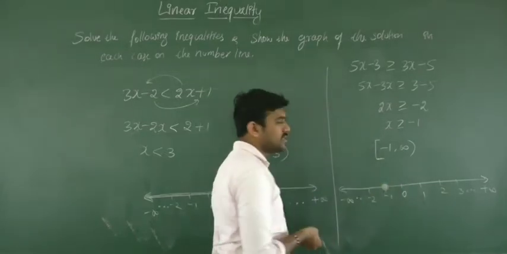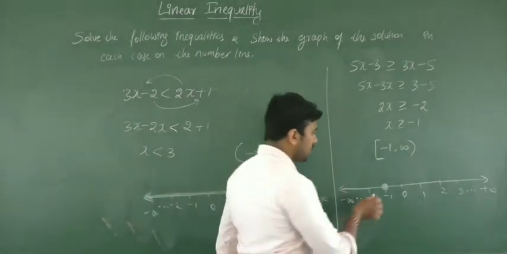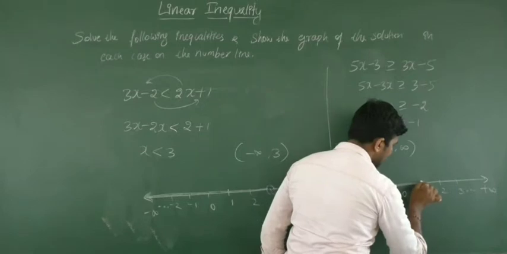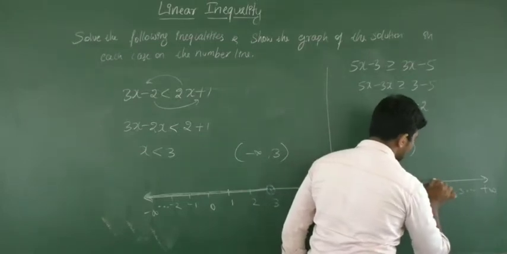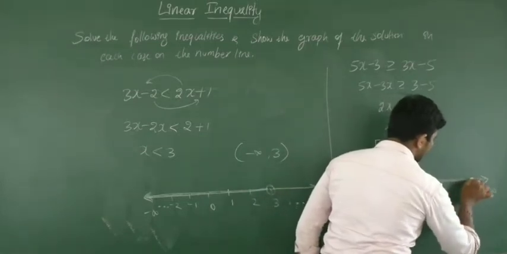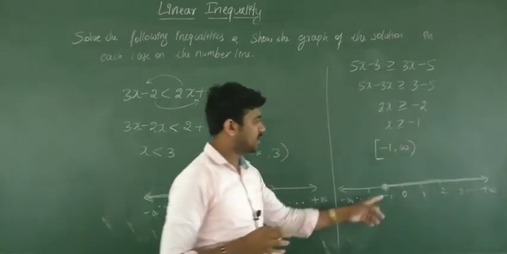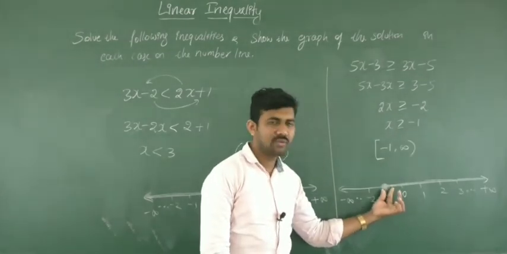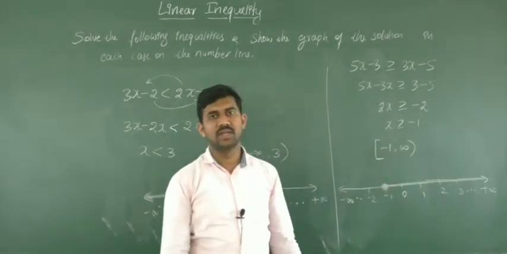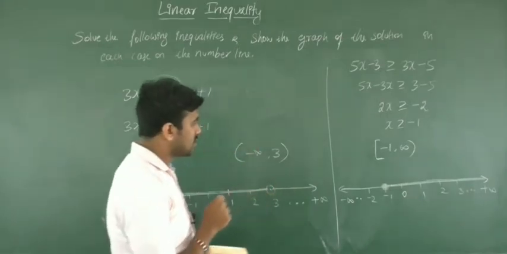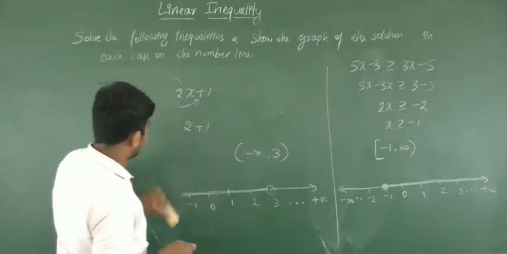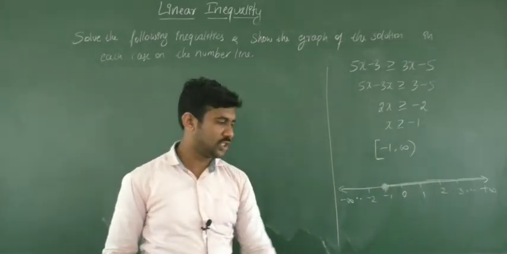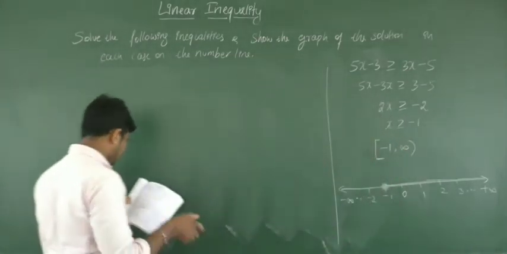And then since x is greater than minus 1, we have to shade the region, or we have to draw the thick line, which is the right side of point minus 1, because x is equal to and also greater than minus 1. Okay, so this is the solution on the number line. Now we'll see the next question.